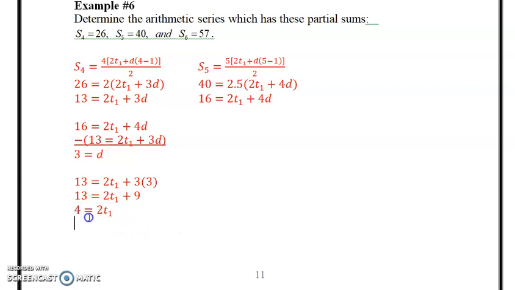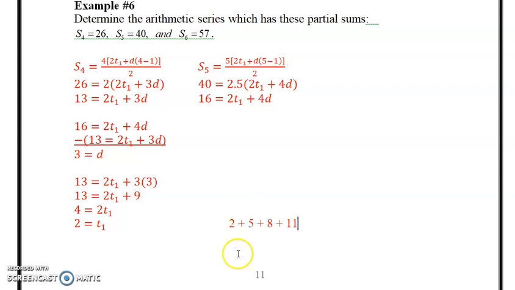Divide both sides by 2, and 2t divided by 2 is t. And divide 4 by 2 and you get 2. So that means the first term in the sequence is 2, and we know that the difference is 3. It says determine the arithmetic series which has these partial sums. The arithmetic series for these partial sums would be 2 plus 5, because the difference is 3, plus 8, plus 11.